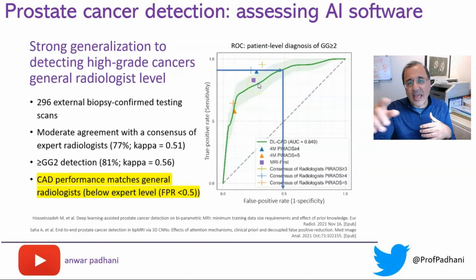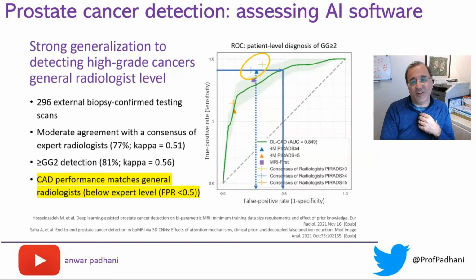And you can see that the AI performs as well as the general radiologist. But the AI does not perform at a highly specialist radiologist expert level, where you expect a lower false positive rate, because you can see, for example, the specialist radiologist had a much lower rate of false positives than a general radiologist. And this is something that we saw previously.